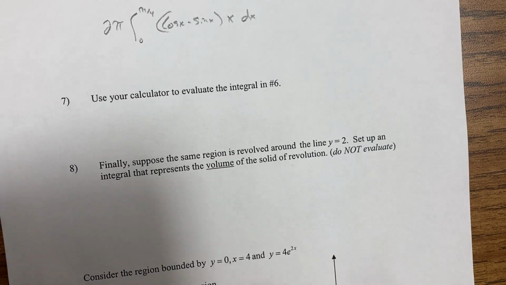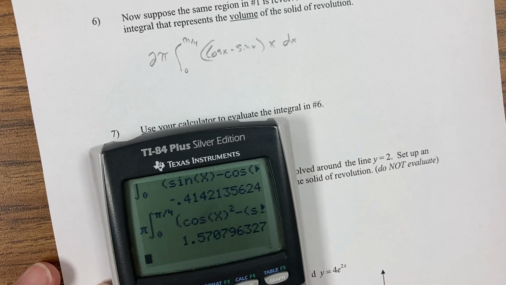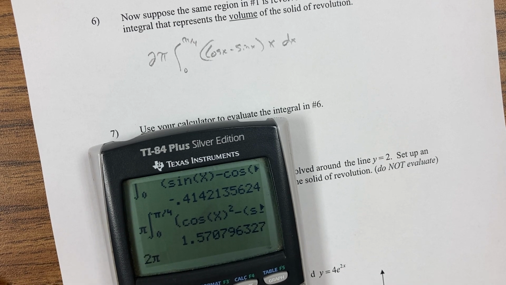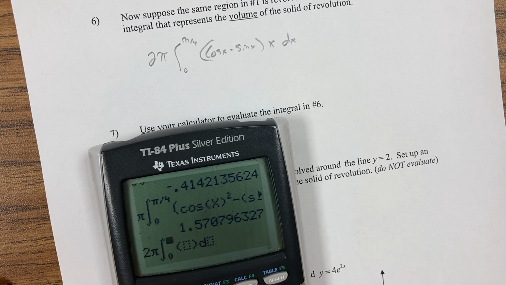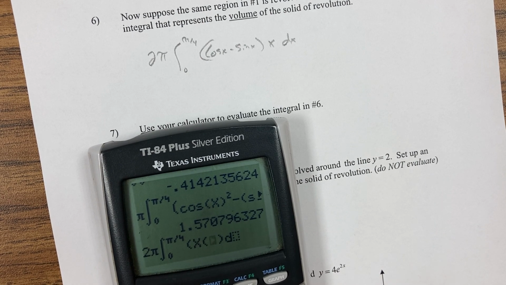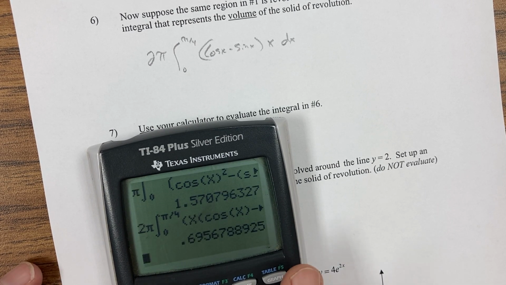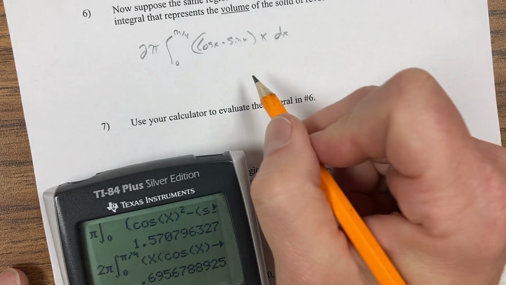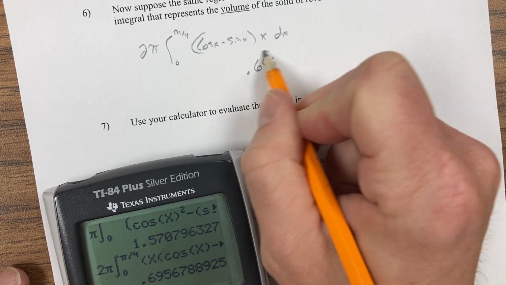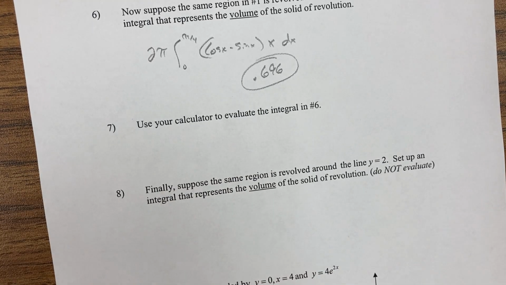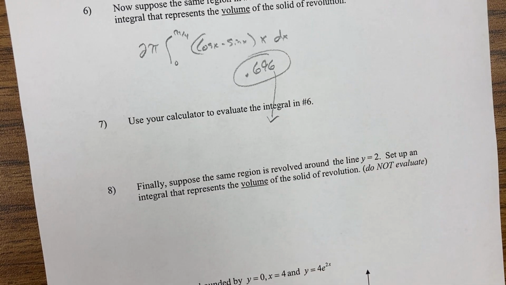All right, so then use our calculator to evaluate that. So we'll go 2 pi math 9 from 0 to pi divided by 4 of x times cosine x minus sine x dx. And we get 0.696 for our answer there. All right, so that's that answer there.